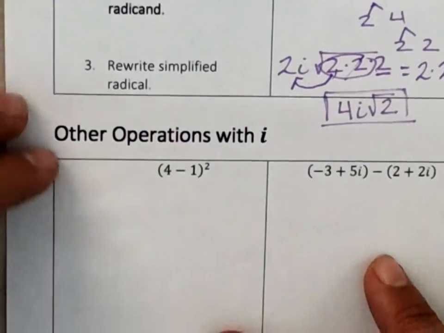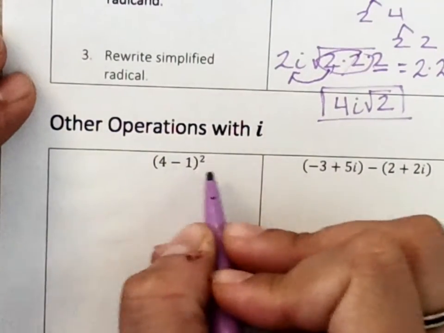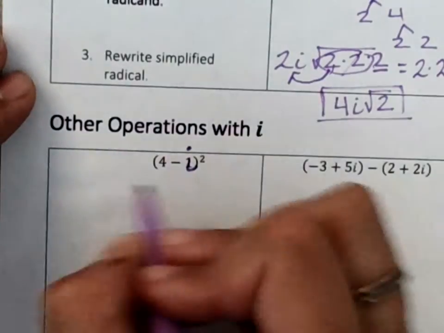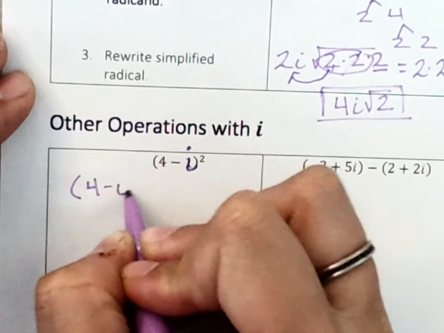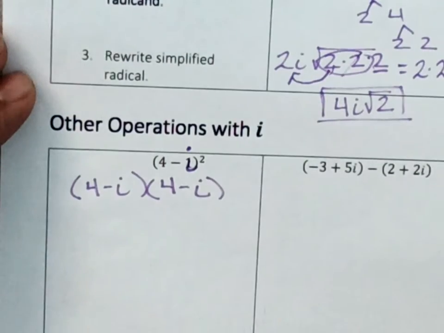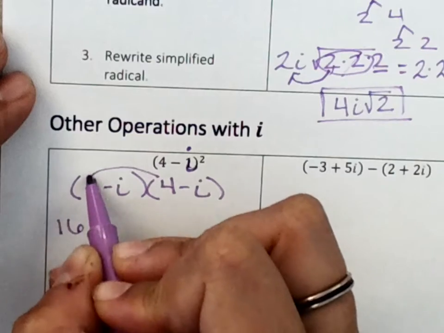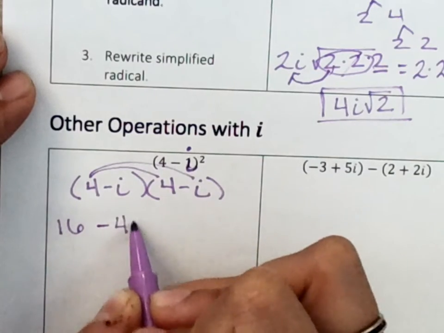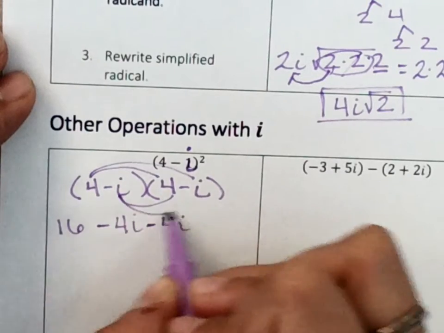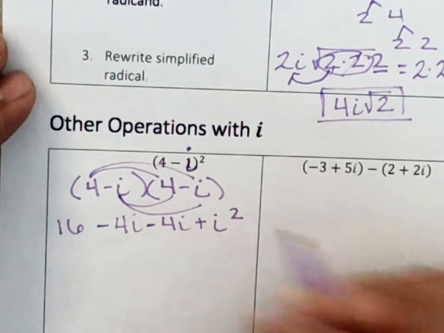Now let's use multiplication. 4 minus i quantity squared. That should say i, not 1. Please change that. We can expand this and use foiling to simplify. 4 times 4 is 16. 4 times negative i is negative 4i. Negative i times 4 is negative 4i. And negative i times negative i is positive i squared.